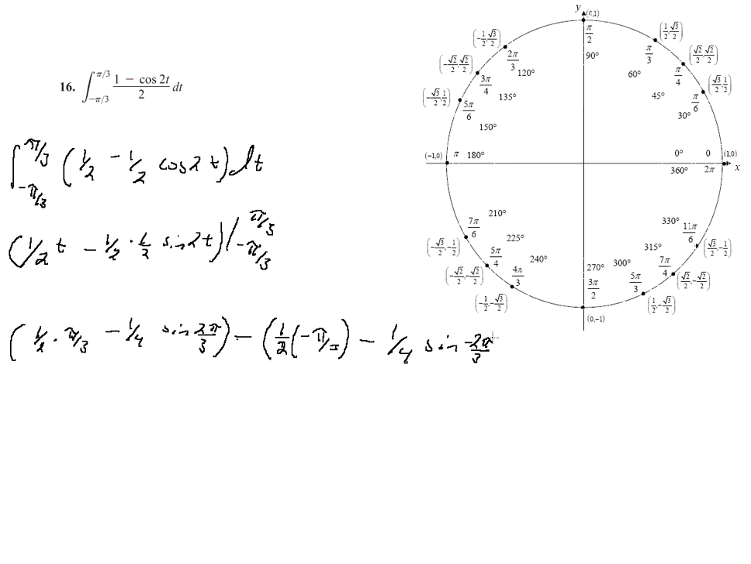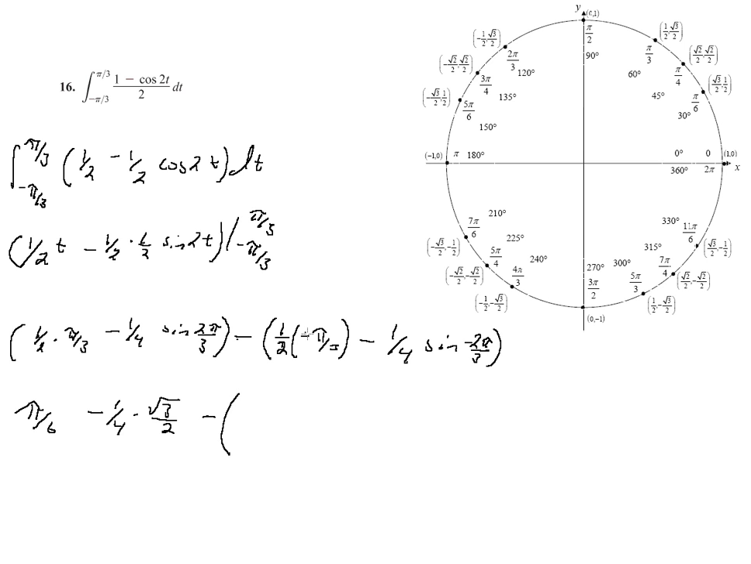So now 1/2 times pi over 3 is pi over 6, minus 1/4 times the sine of 2 pi over 3. So we go to the unit circle. Sine is opposite over hypotenuse, so the y coordinate. The y coordinate at pi over 3 of the unit circle is √3 over 2. And then minus, I'm going to keep the parentheses up.